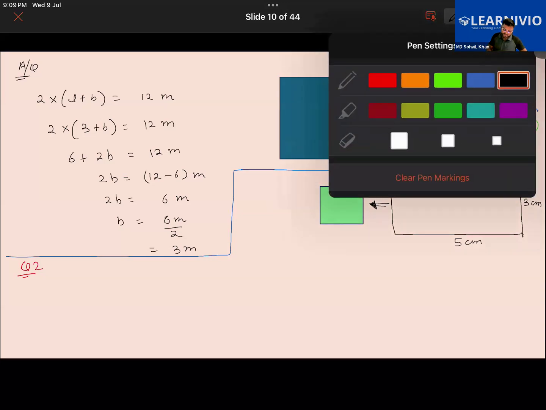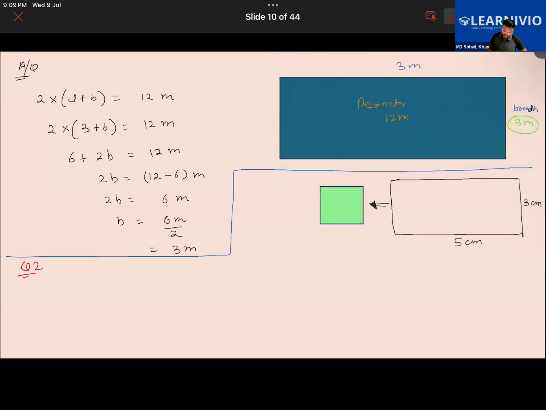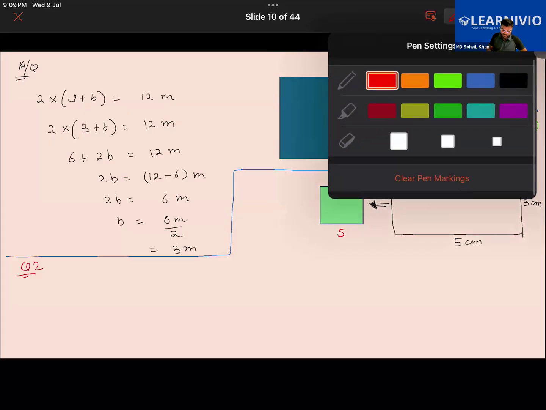Then the 16 centimeters will be divided by 4 to make it square. So 16 divided by 4 will be equal to 4 itself. Well done. Okay, others also pay note to this.